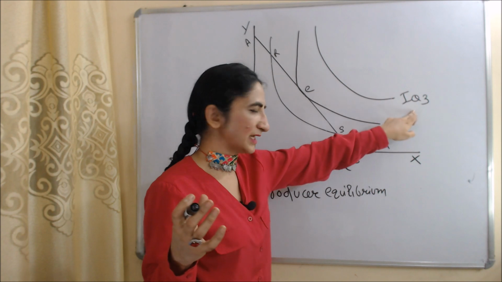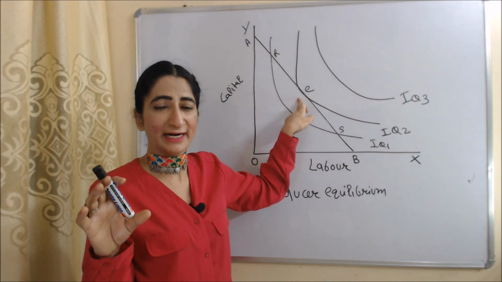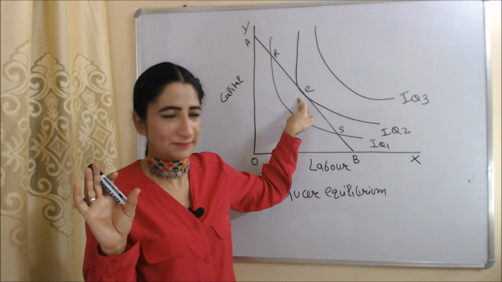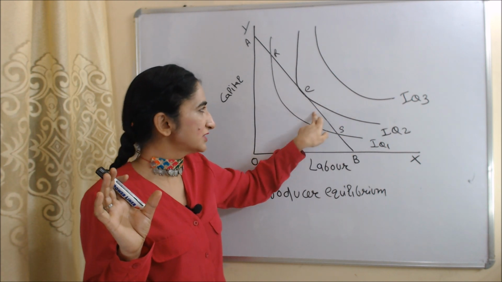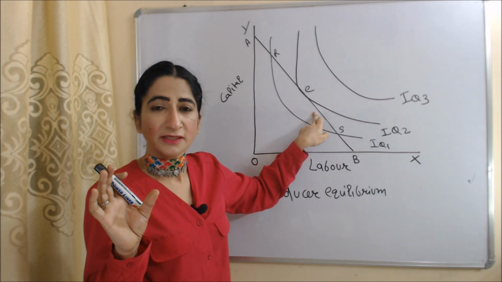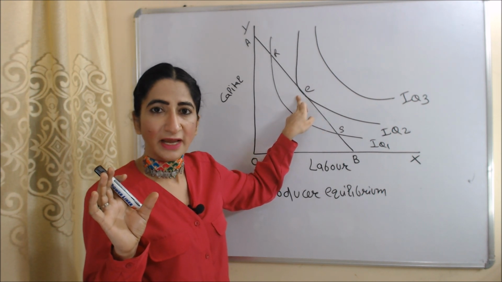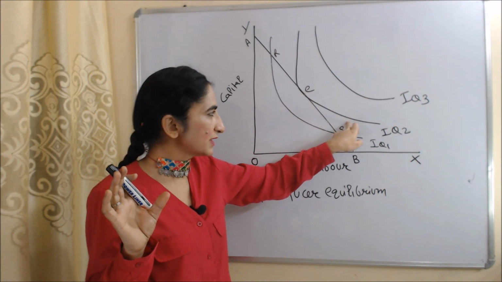IQ1, IQ2 and IQ3 are isoquant curves. E is the producer equilibrium point. At this equilibrium point, all conditions of producer equilibrium are satisfied. At this E point, you can see the isoquant curve is tangent to the isocost line, plus the slope of the isocost line is equal to the slope of the isoquant curve, and at this equilibrium point the isoquant curve is convex to origin.